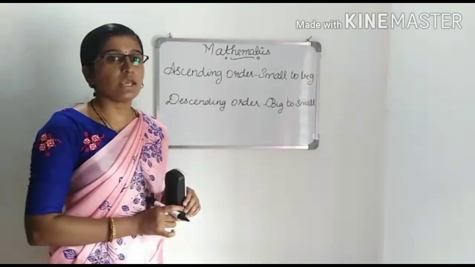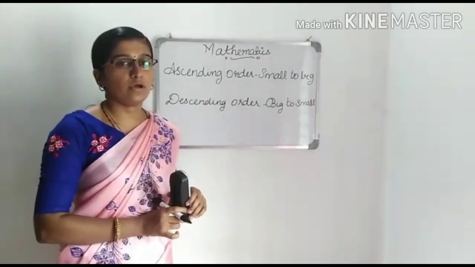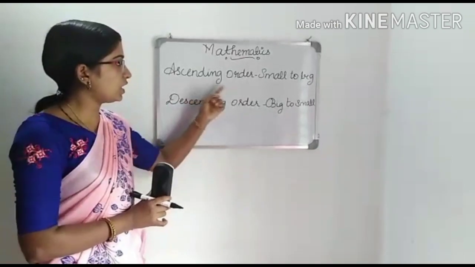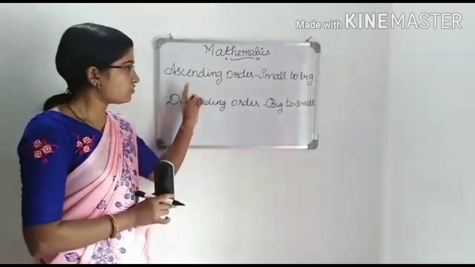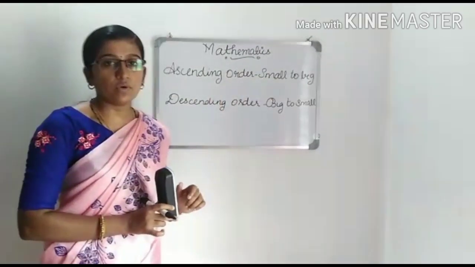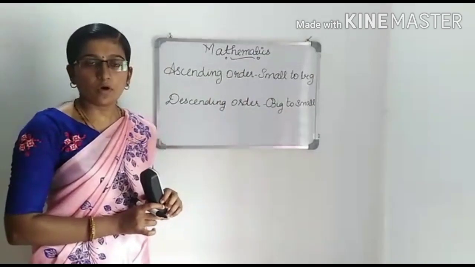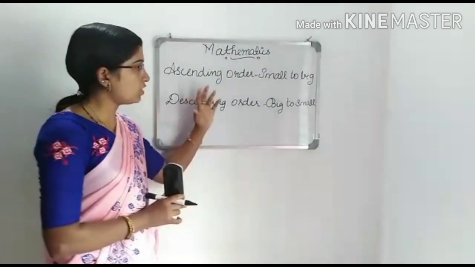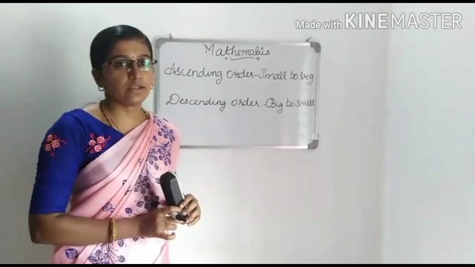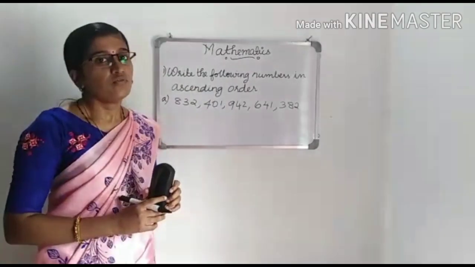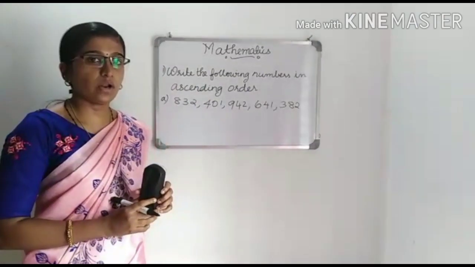Okay, next we can learn how to arrange 3-digit numbers in ascending and descending order. Before that, just we can revise what is ascending order and descending order. Ascending order means small to big and descending order means big to small. So keeping this in mind, we can learn the ascending and descending order of 3-digit numbers. Children, first we can learn how to arrange the numbers in ascending order.